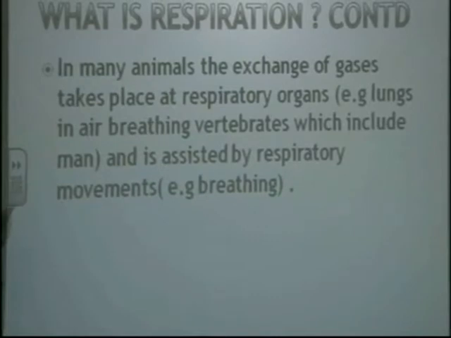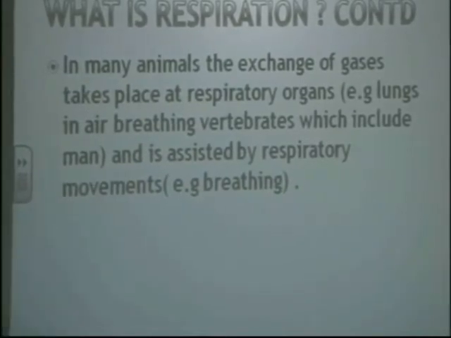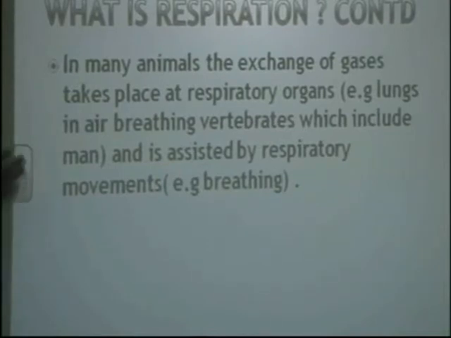And not only the lungs, it is also being assisted by respiratory movement. And we'll see how this movement comes up in the subsequent editions of this lesson. But this exchange is what we call breathing.